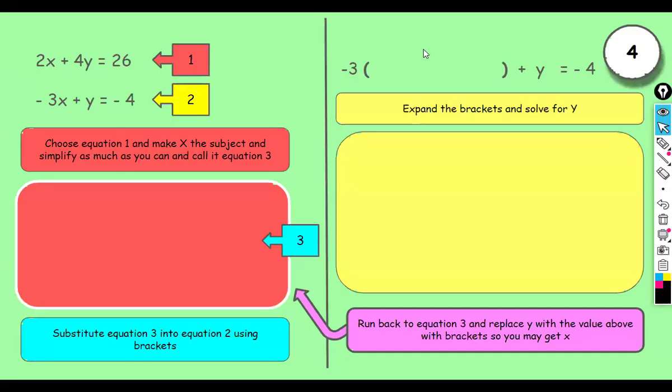I'm going to put in all my signs and things that I'm missing, so there's no mix-up. In this question, this is positive 2x. This y here is really 1y, so I put it in, right? I'm taking no chances. So once again, according to the first instruction, we choose equation 1, and we make who the subject? X.